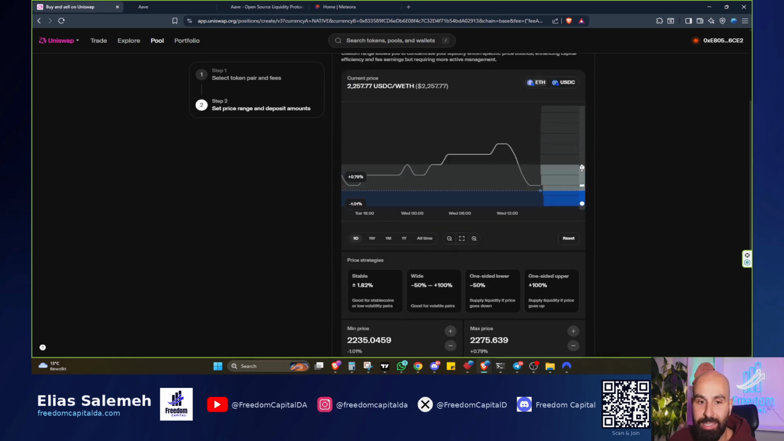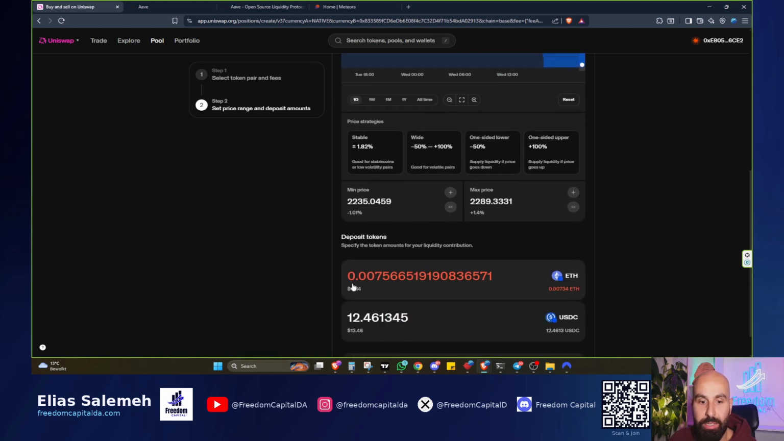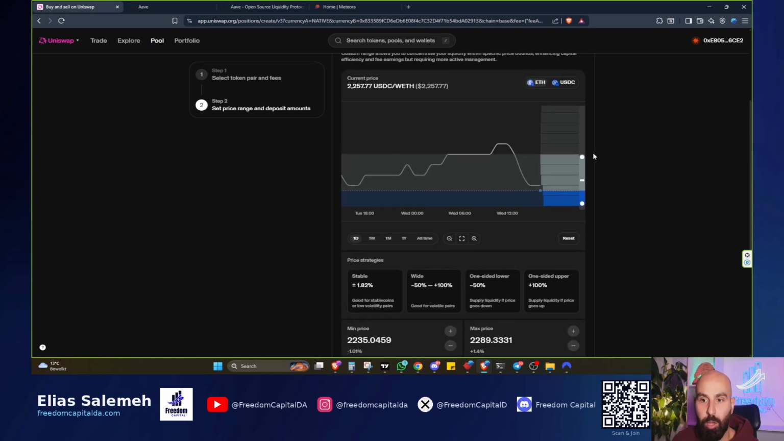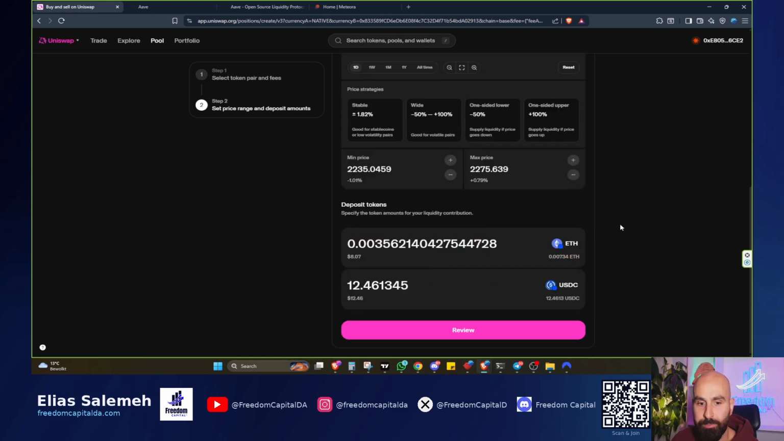So for example, if I increase this one bin, so it's right now 1.4%, you can clearly see that this has increased. It's no longer $8. I stretched the range on the top, so I need to add more liquidity to be able to cover all the bins on the top. So I'm going to reduce it back.